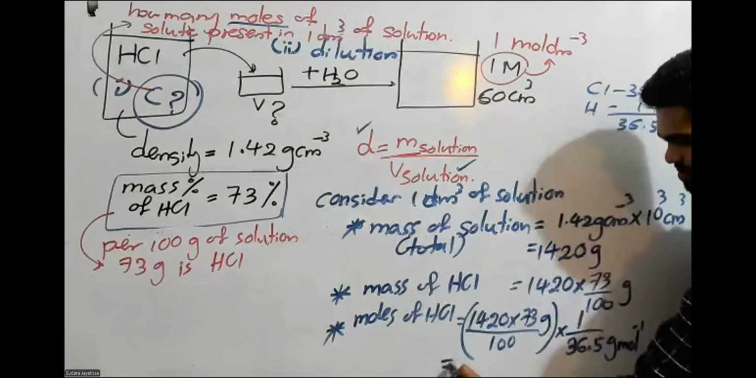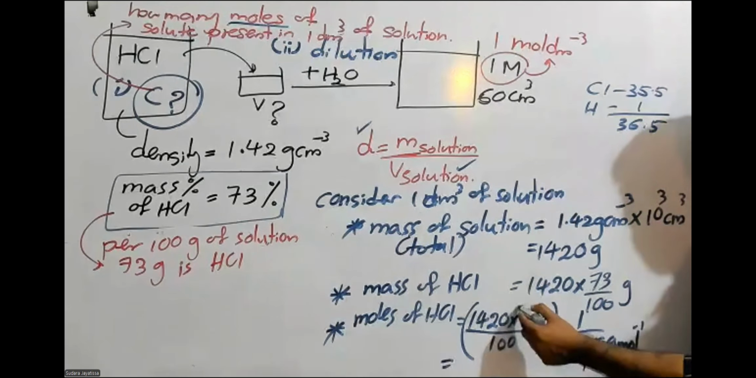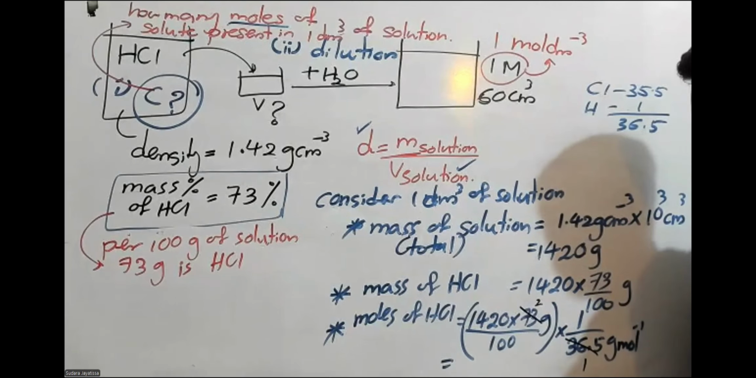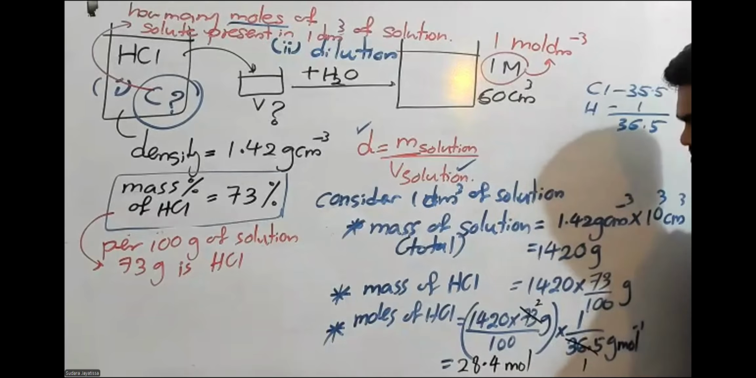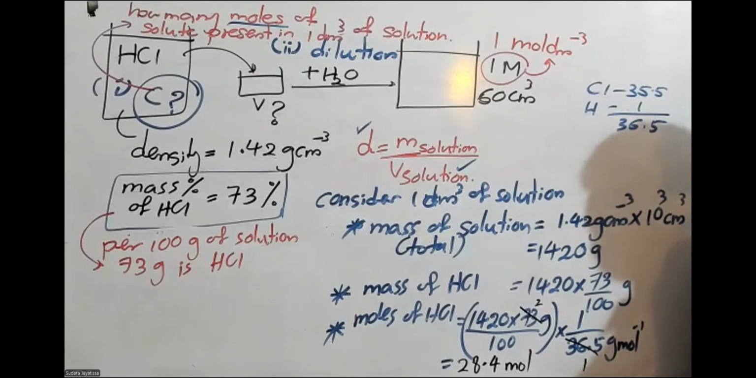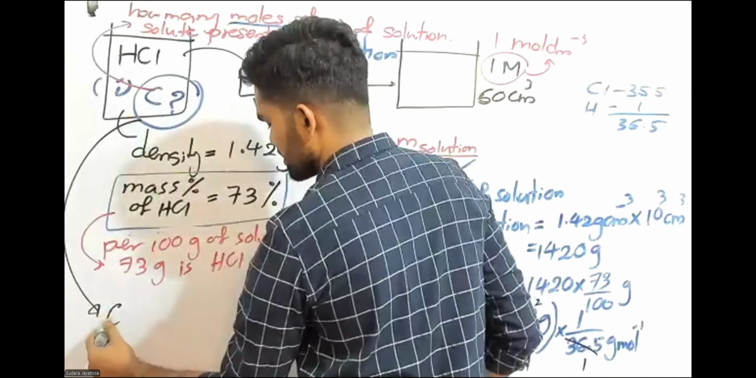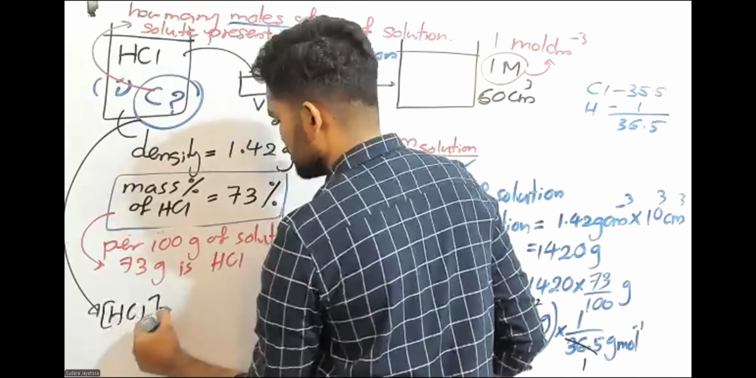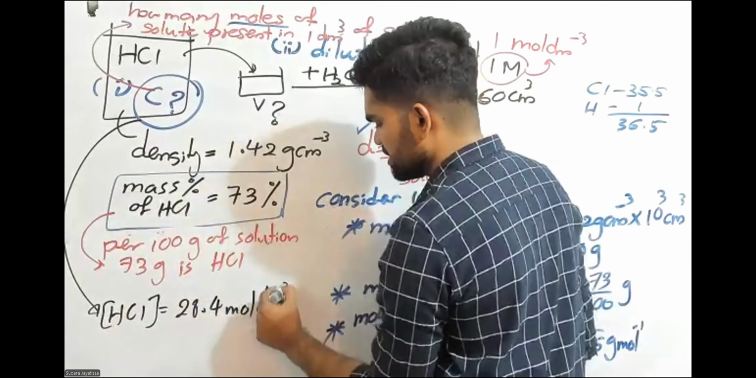So what is the answer you're going to get? You can cancel this easily. 36.5 into 73 you can cancel 2 times, and then the zeros also cancel. So 28.4 moles. And then what is our concentration? Concentration of HCl is going to be 28.4 moles per decimeter cube.